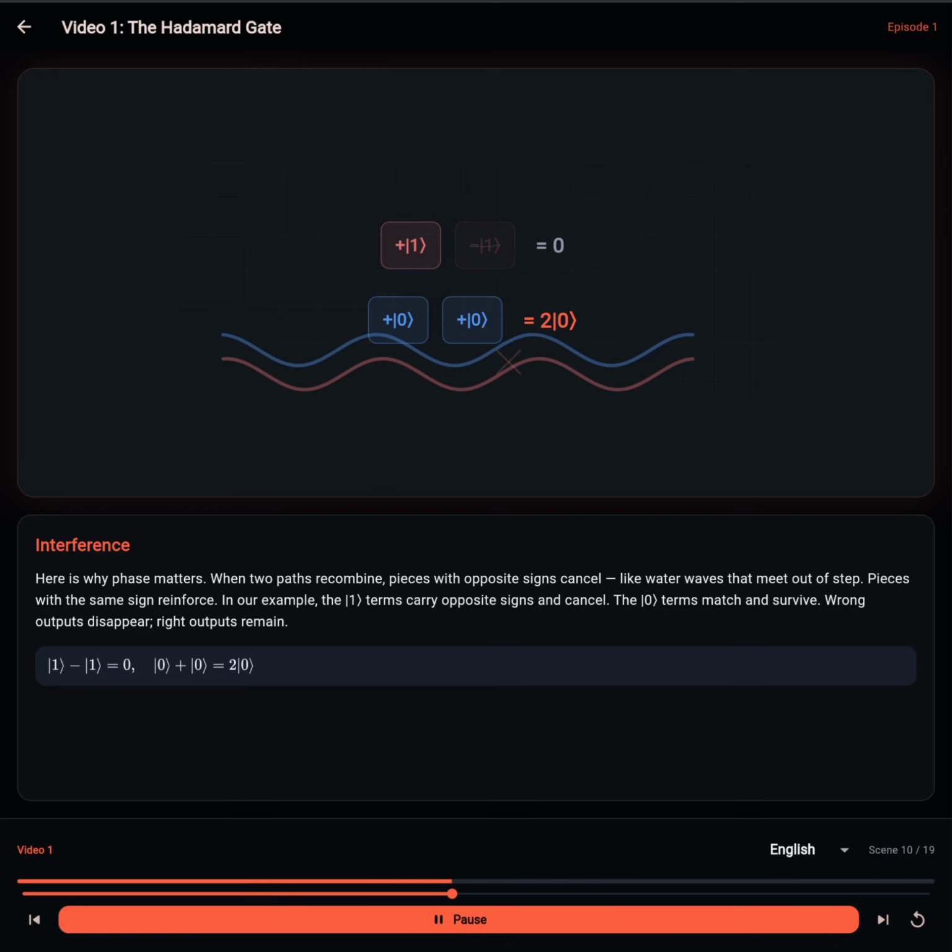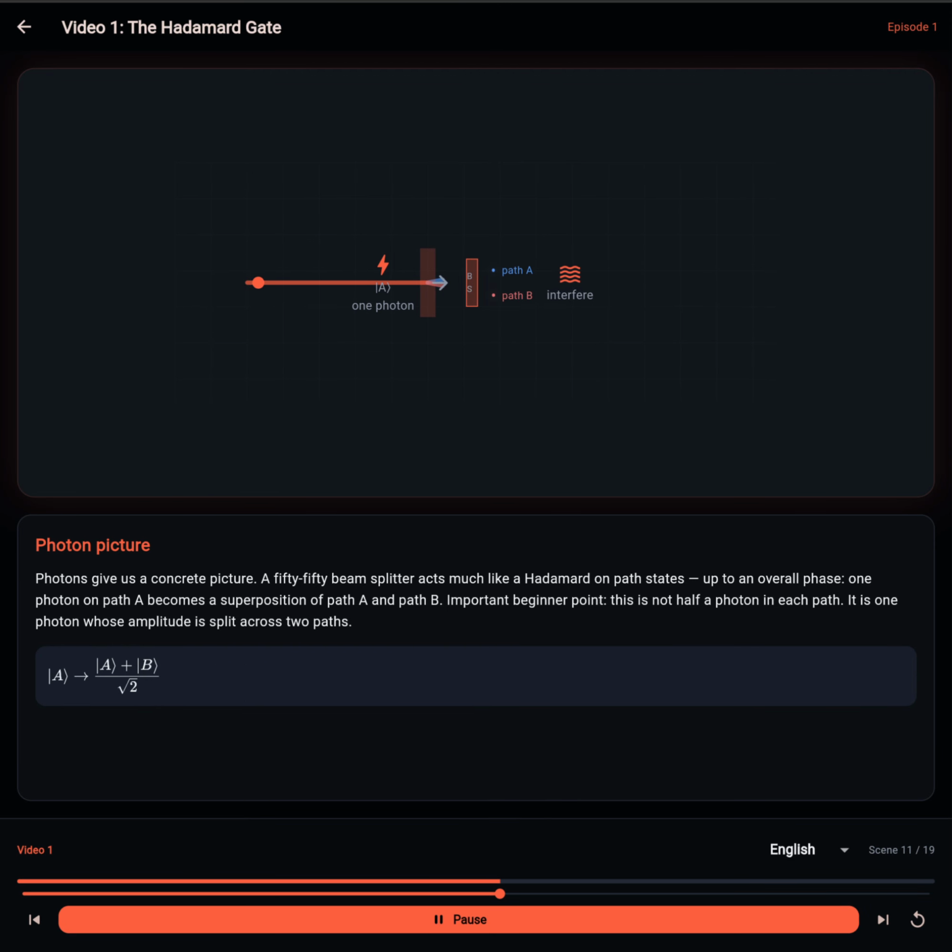The 0 terms match and survive. Wrong outputs disappear. Right outputs remain. Photons give us a concrete picture.